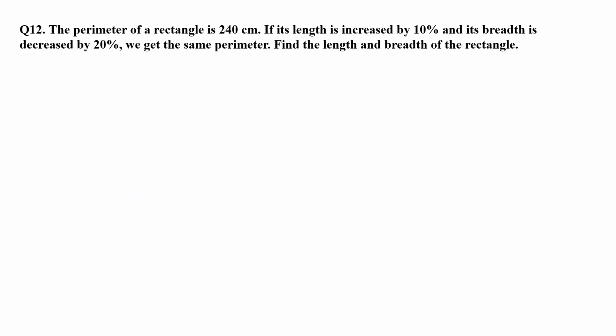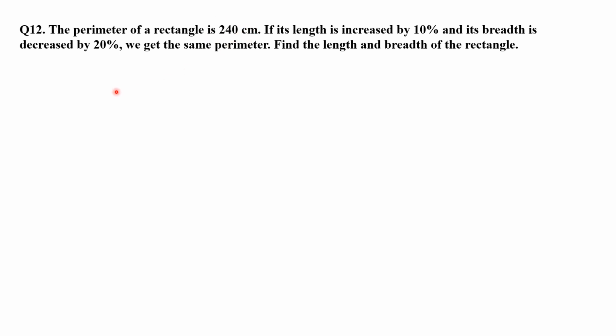Question number 12. The perimeter of a rectangle is 240 centimeter. If its length is increased by 10% and its breadth is decreased by 20%, we get the same perimeter. Find the length and breadth of the rectangle. So there is no information given for length and breadth in the first statement. Directly it is given perimeter of the rectangle is 240.